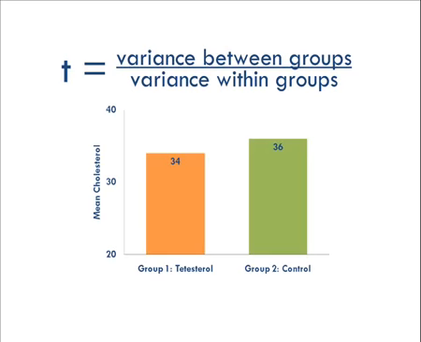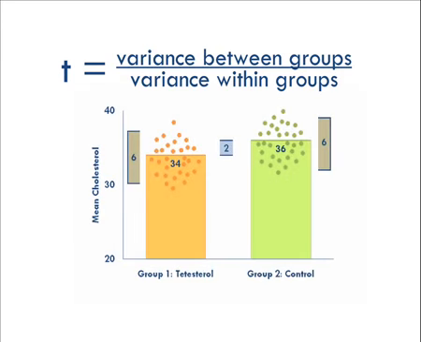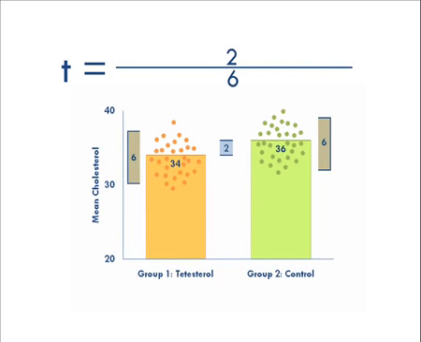In our example with the cholesterol drug, the difference between groups is about 2, while the difference within the groups is about 6. 2 over 6 gives us a t-value of 1/3, which is not big enough to be reliable. Based on these results, we can't say the drug actually helps lower cholesterol.